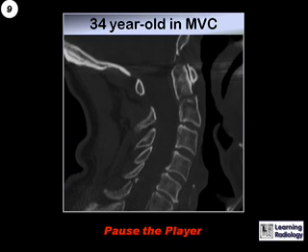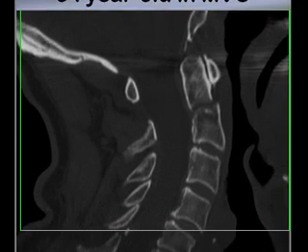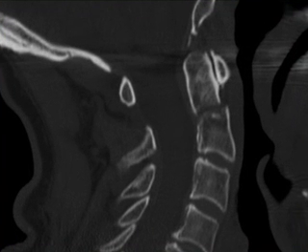This is a sagittal reconstruction of a CT scan of the cervical spine in a 34-year-old who was involved in a motor vehicle collision as an unrestrained passenger. Pause the player.